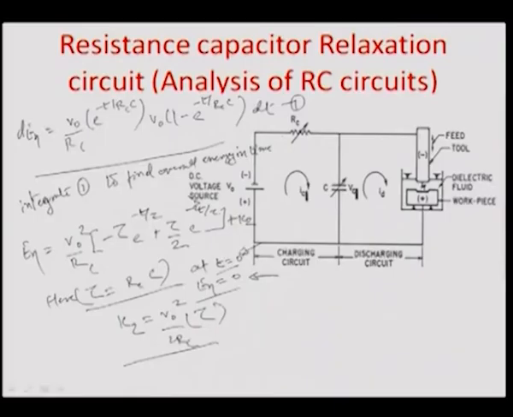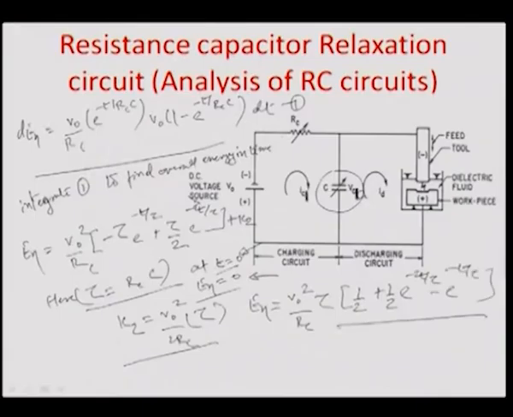And therefore, the overall En, total energy delivered in time as the process of charging of this capacitor C happens, is given by V0 squared by R times tau times (half plus half e to the power of minus 2t by tau minus e to the power of minus t by tau), okay, where tau is actually equal to RC.